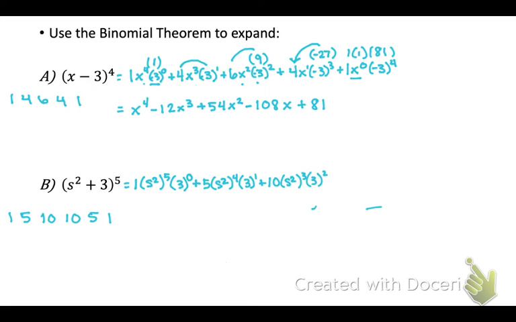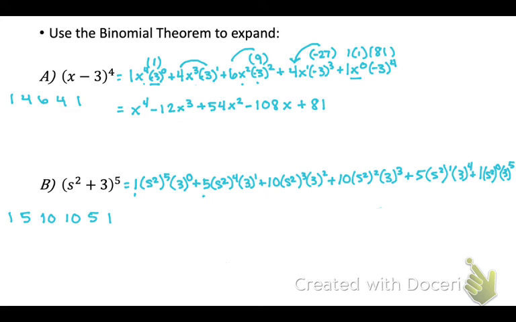Plus 10 s squared to the 2nd, 3 to the 3rd. Plus 5 times s squared to the 1st. You're going down. 3 to the 4th. Plus 1 times s squared to the 0, 3 to the 5th.